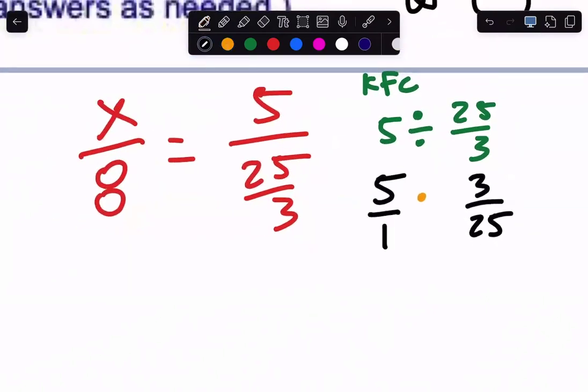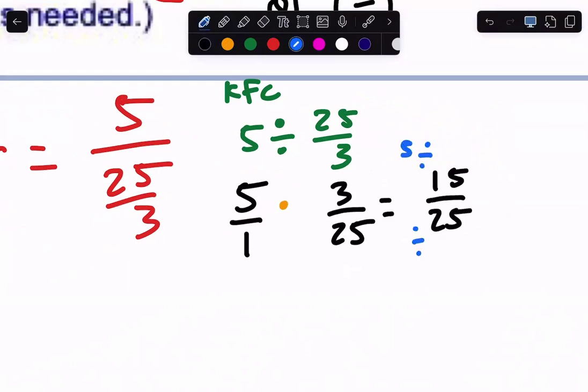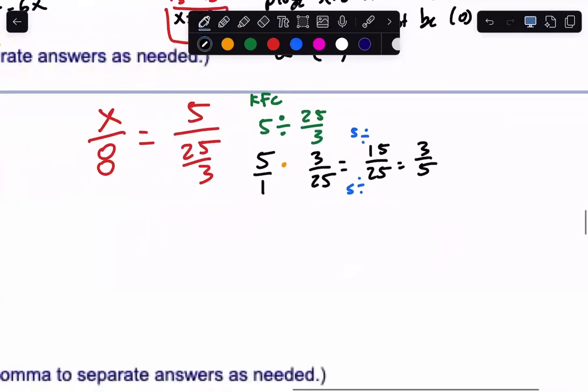And all you have to do is just multiply across. Technically, you should simplify first, but we'll just multiply across. So that 5 times 3 is 15. 1 times 25 is 25, but these are both divisible by 5. So this simplifies to 3/5. So now we have x over 8 is equivalent to 3/5, because 5 over 25 thirds is the same as 3/5.